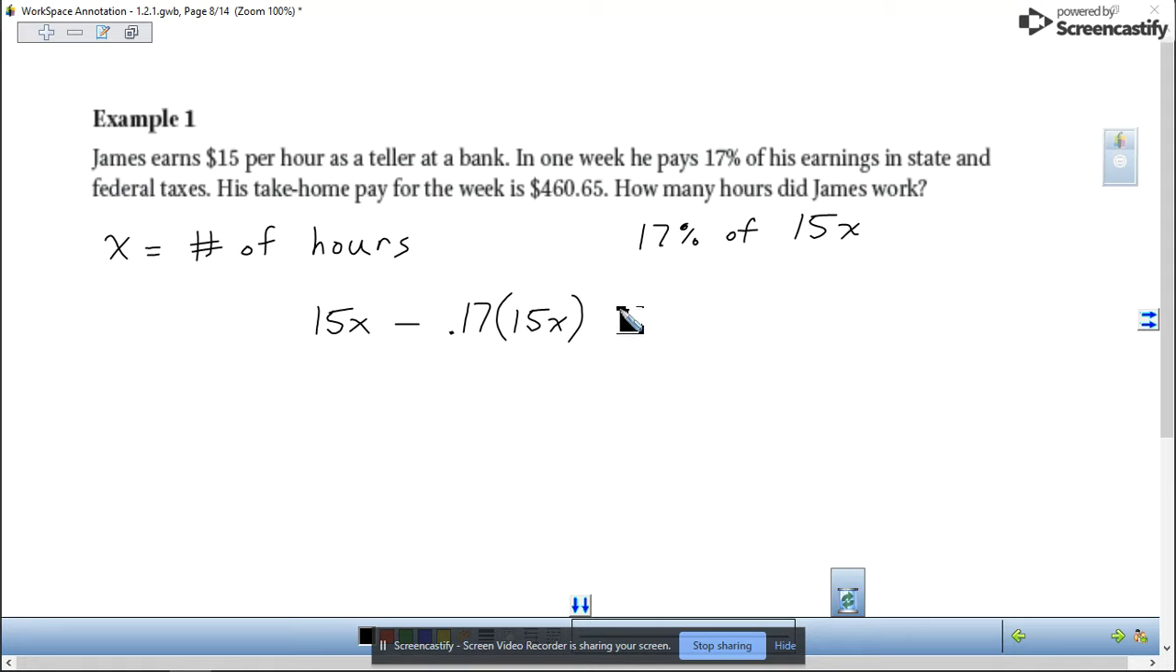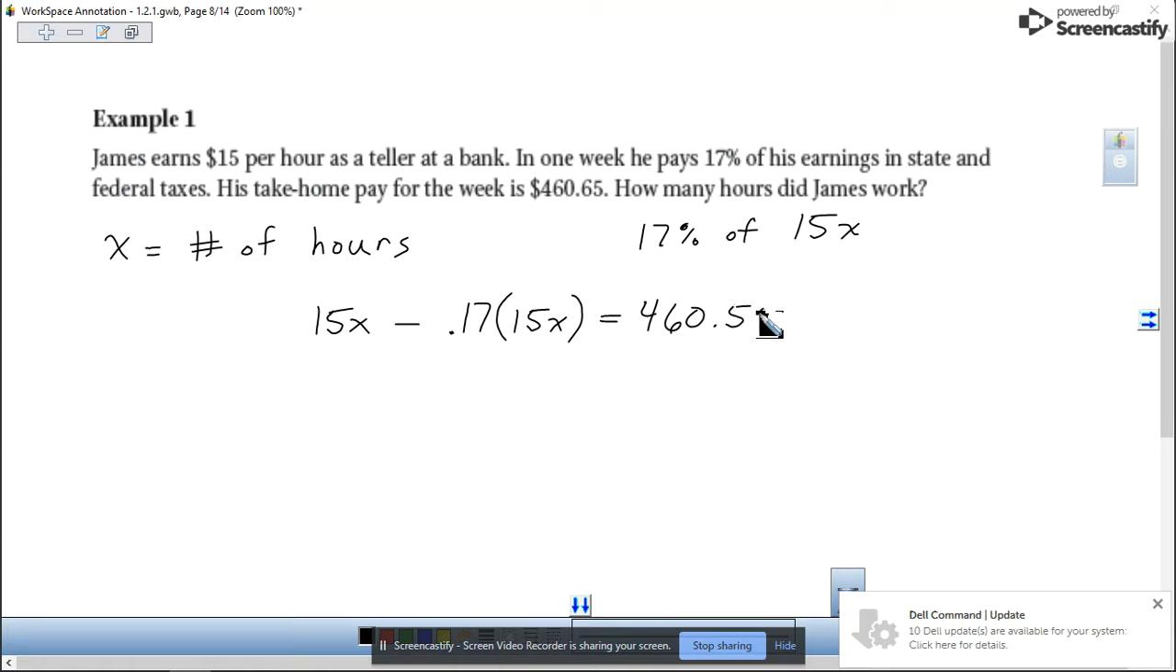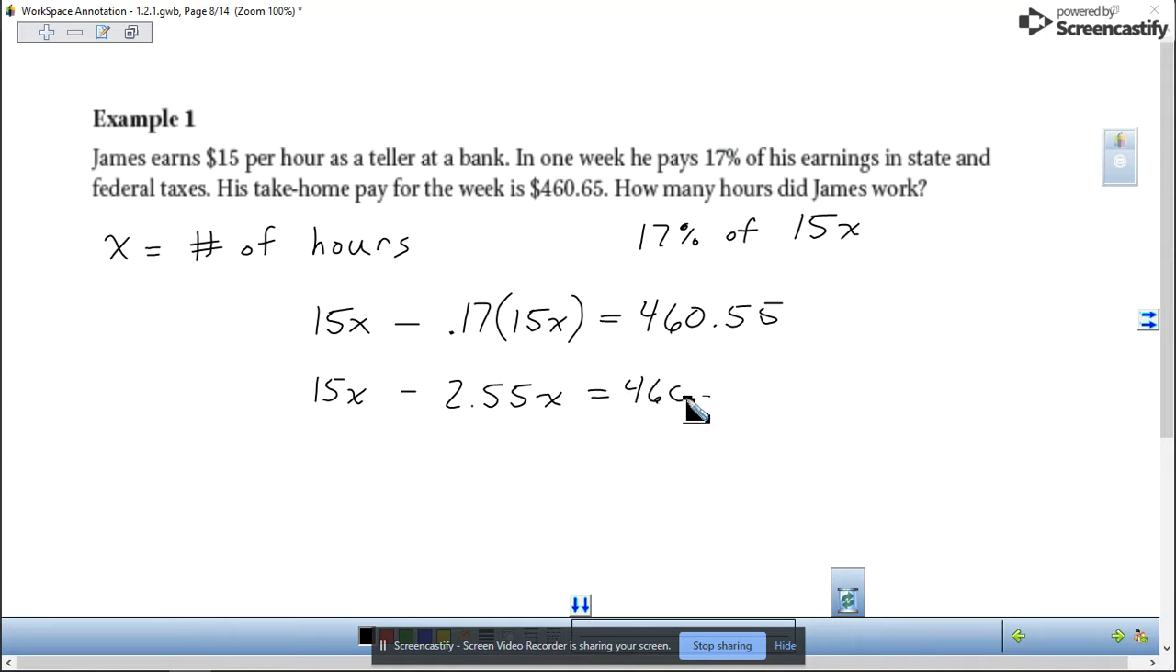Okay? And then once he loses that tax money, that should leave us with how much he actually takes home. And his take-home pay, we were told, is $460.55. So there's your setup, there's your equation. Now we need to clean this up a little bit so that we can actually do some work with it. You can use your calculator for this, or you can do it in your head if you want to. 0.17 times 15 comes out to 2.55. So 2.55x equals 460.55.